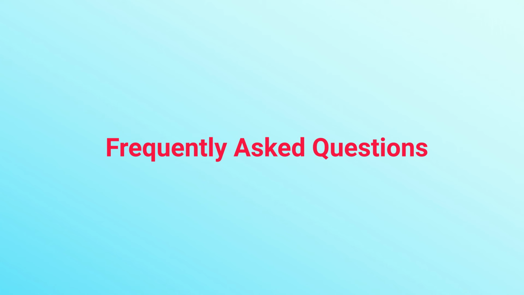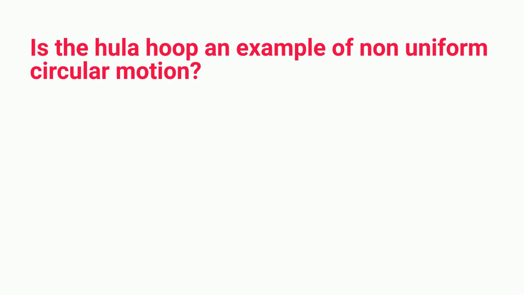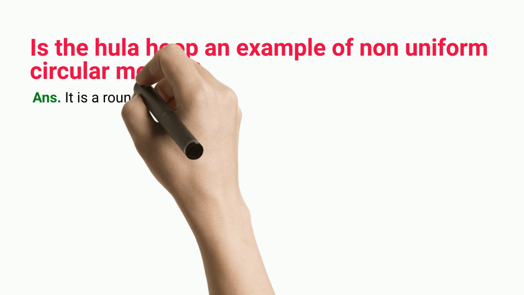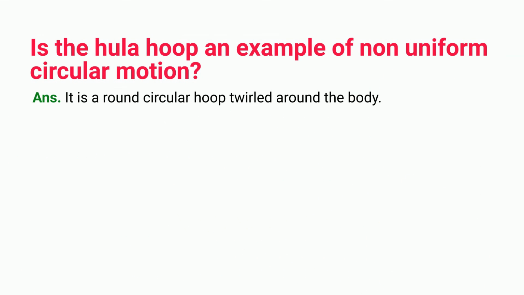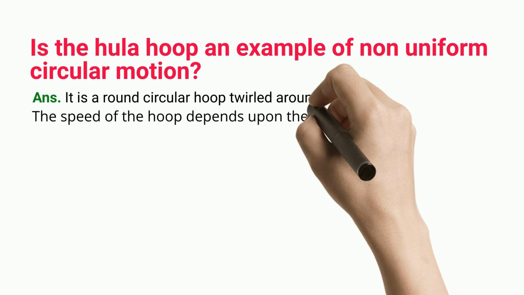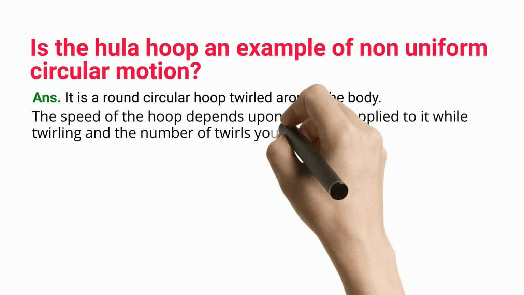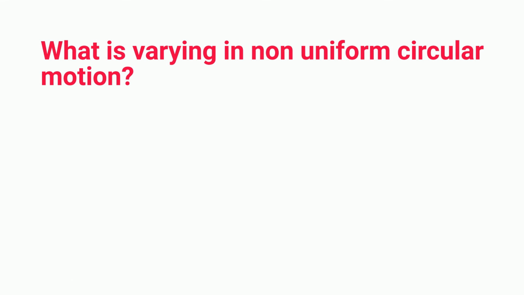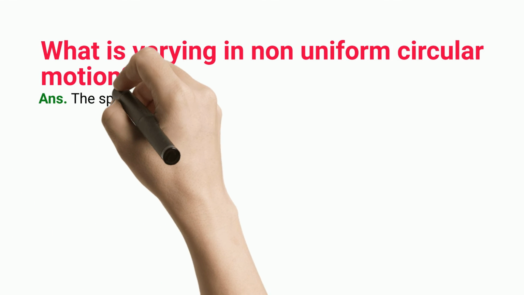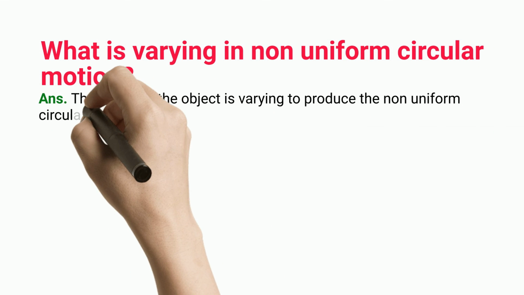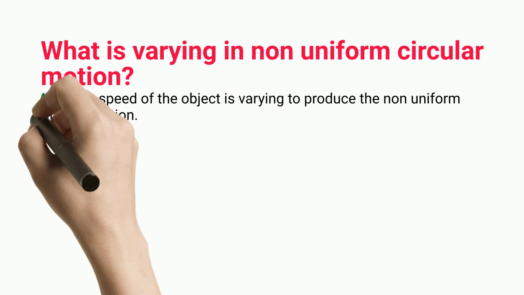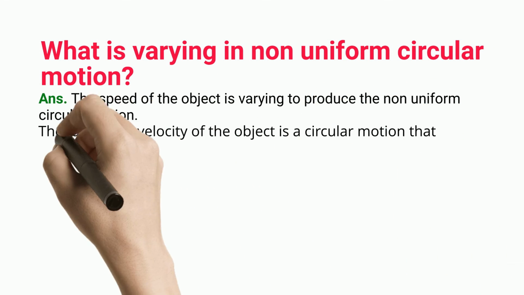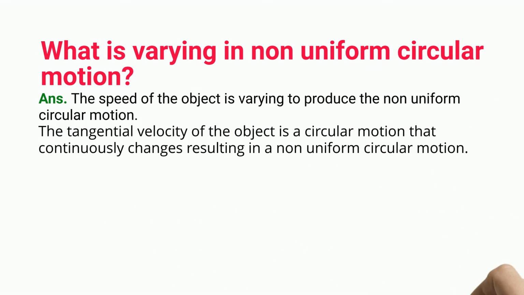Frequently asked questions. Is the hula hoop an example of non-uniform circular motion? It is a round circular hoop twirled around the body. The speed of the hoop depends upon the force applied to it while twirling and the number of twirls you give. What is varying in non-uniform circular motion? The speed of the object is varying to produce the non-uniform circular motion. The tangential velocity of the object in a circular motion continuously changes, resulting in a non-uniform circular motion.